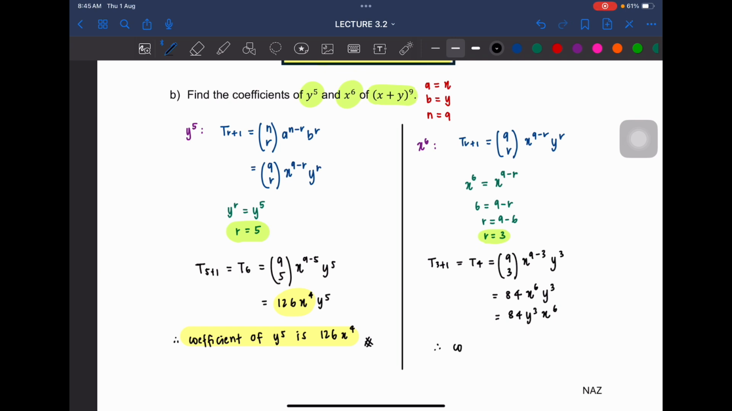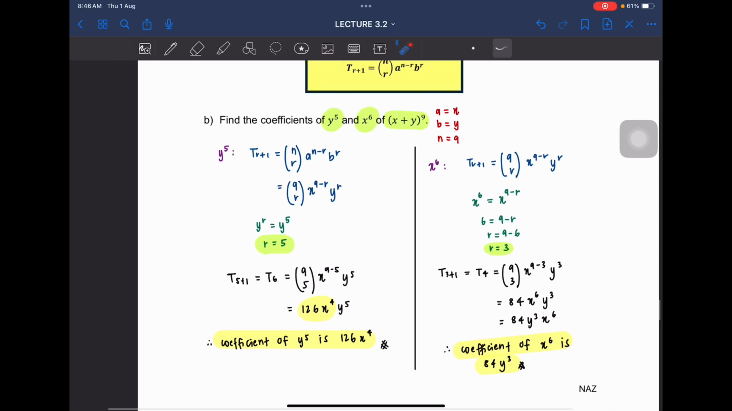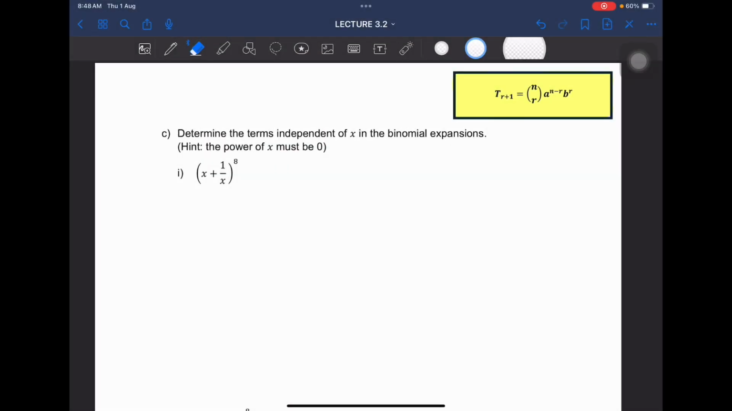So what is your coefficient? Coefficient of x to the power of 6 is 84, y to the power of 3. Okay, that is your final answer. Coefficient is any number or any variable that is multiplied to the x^6. Okay? Okay, so this is our last example for today.